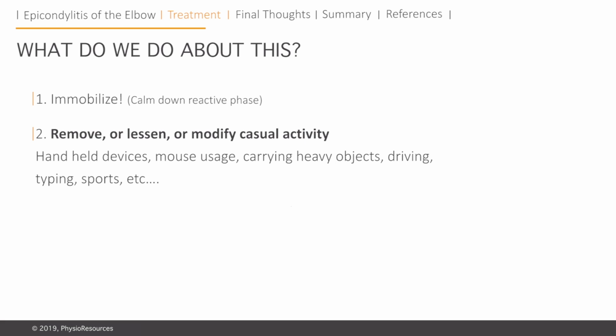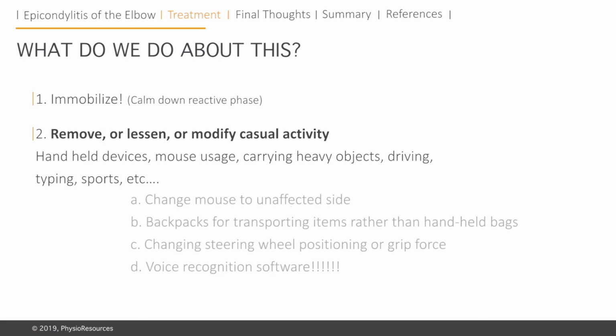So some strategies that I've suggested in the past have included changing the mouse from the affected side to the unaffected side, using assistive devices to transport heavier objects, such as using a backpack rather than holding groceries in one hand, for example, changing the way that someone grips the steering wheel and assessing if they're grabbing the steering wheel too aggressively or too tightly, and also using voice recognition software or the voice recognition function on phones to replace manually typing text or using a keyboard. These are all examples of lessening repetitive activities.